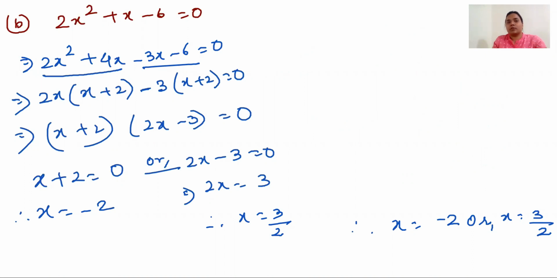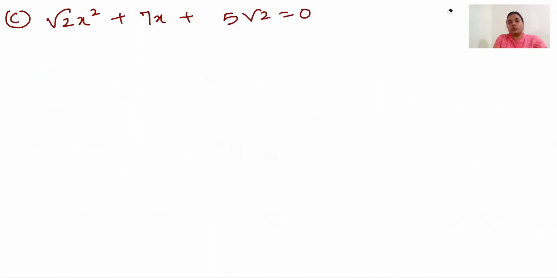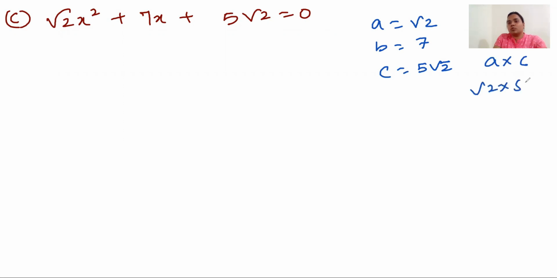Now, the third question. In this, we have square root signs. No need to be afraid of the square roots. We think it's very tough, but it's not that tough. I'll give you a simple trick to solve this equation. In this, A is root 2, B is 7, and C is 5 root 2. First step is same. That is A into C, root 2 into 5 root 2. Root 2 into root 2 is 2, into 5 it is 10.